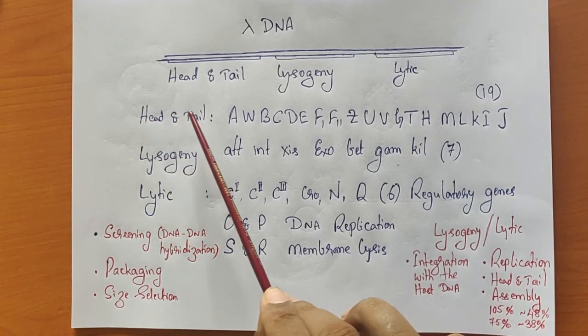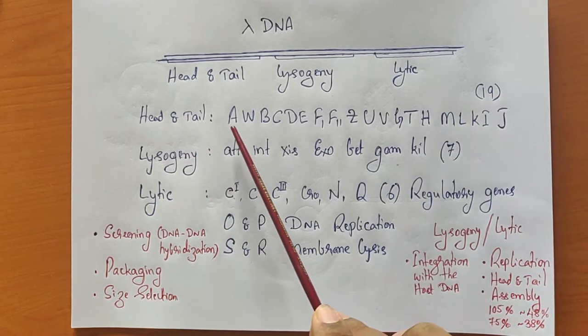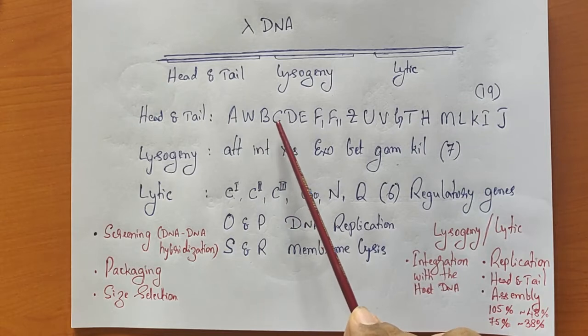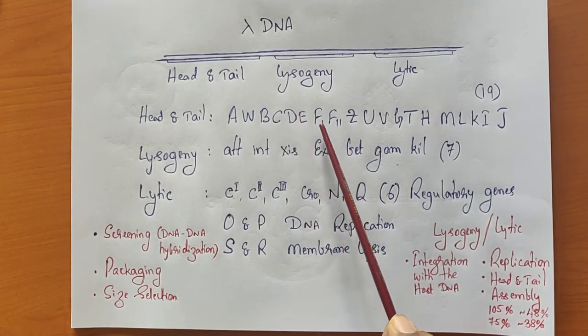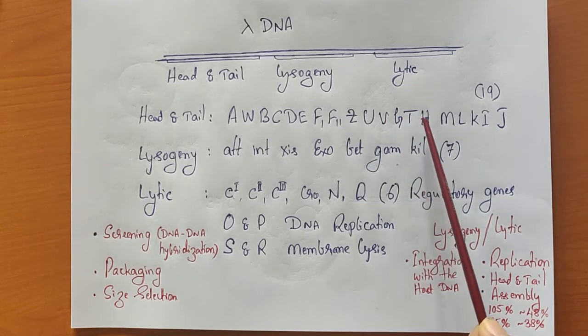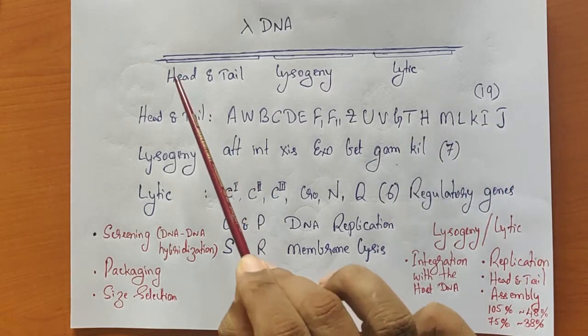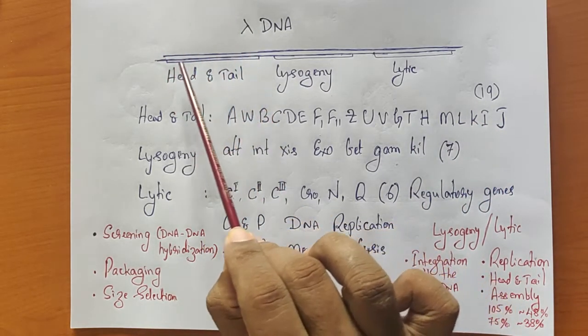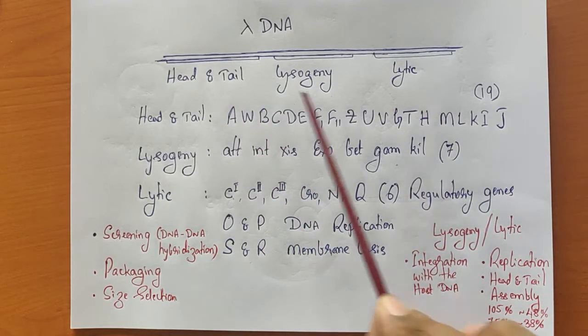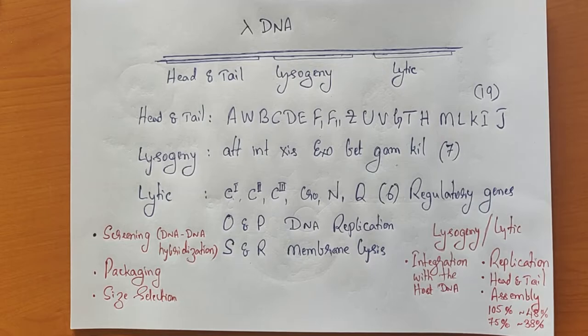When it comes to the head and tail region, there are 19 genes involved in that. So we can call them A, W, B, C, D, E. Now here F1, F2, Z, U, V, G, T, H, M, L, K, I and J. So this particular region I am going to say is from A to J. So we have all the genes arranged which are important for the generation of the head and tail region.